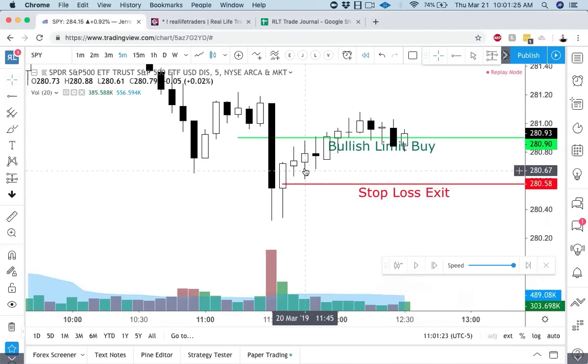And then tweezer bottom comes in right here. Volume looks good. And then, you know, it trades up. And again, we exit 10% right here. And, you know, I mean, it was a winning trade. It was a profitable trade.